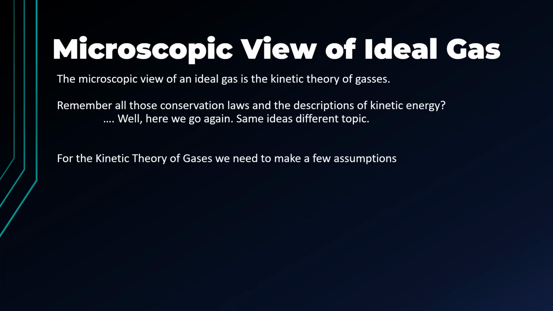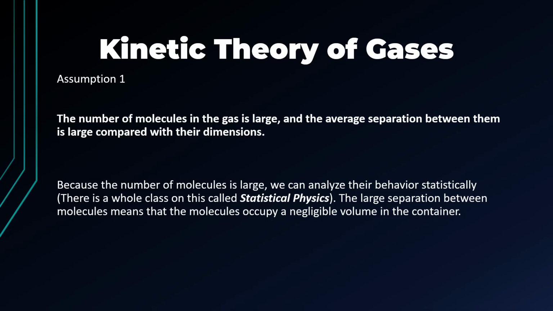Remember, with ideal fluids, we made assumptions like it's incompressible, it has streamlined flow, things like this. We're going to do the same thing, but with gases, right? So the first assumption that we need to make is that the number of molecules in the gas is large, and the average separation between them is large compared to their dimensions.